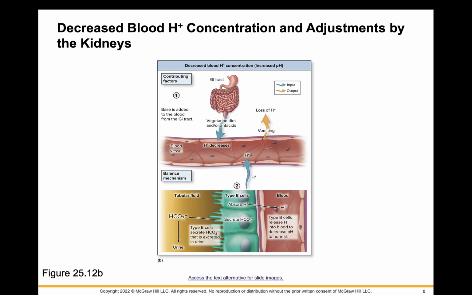So now let's take a look at what's happening within the kidneys themselves. Now we're looking at the type B intercalated cells. Remember, B for basic. So now we're actually going to be absorbing hydrogen ion. Remember, the issue here is we don't have enough hydrogen ion. And so those type B cells will release hydrogen ion into the blood to bring the pH back to normal. We will actually be secreting bicarbonate ion into the tubule so it can be excreted within the urine.